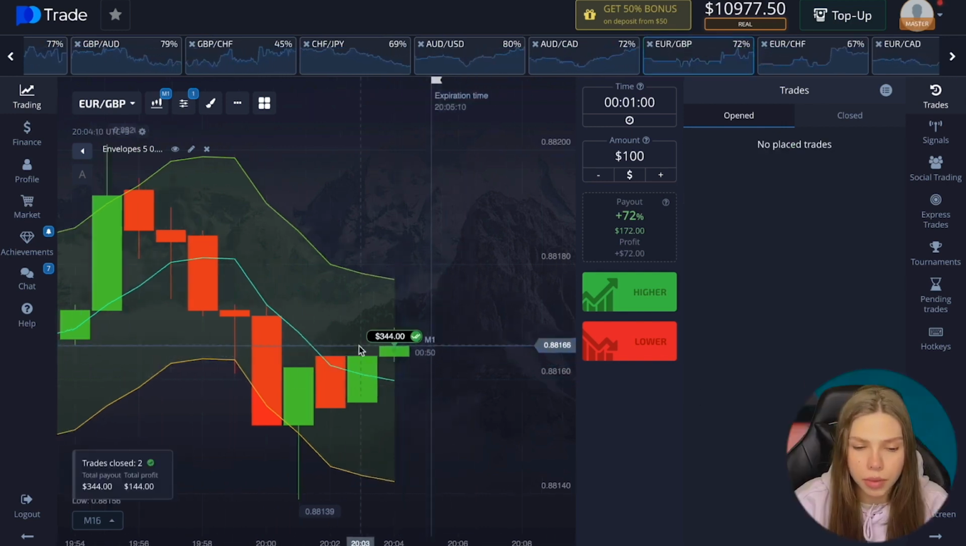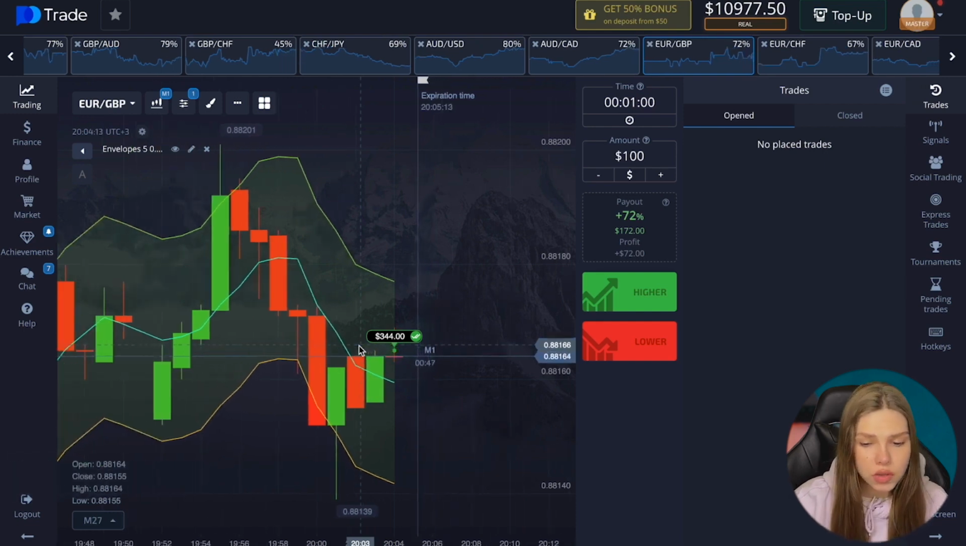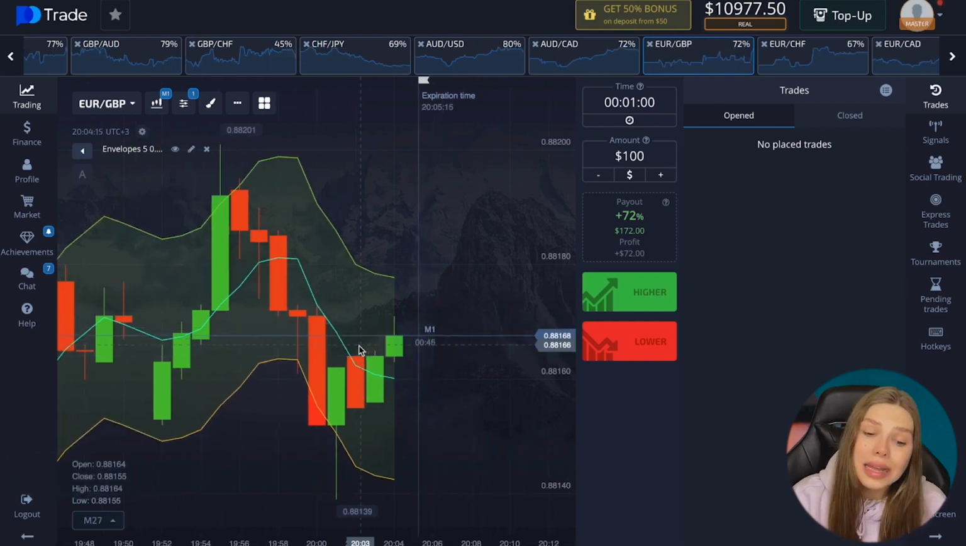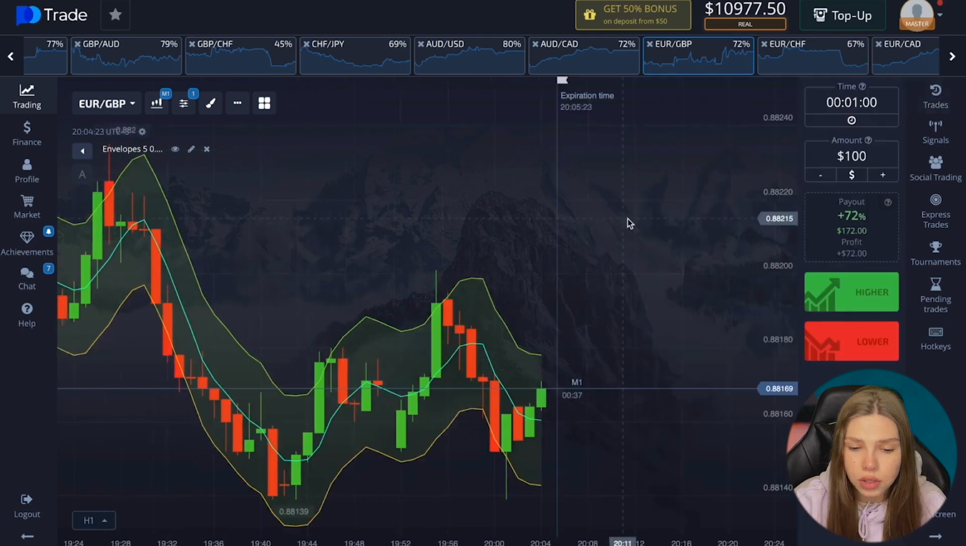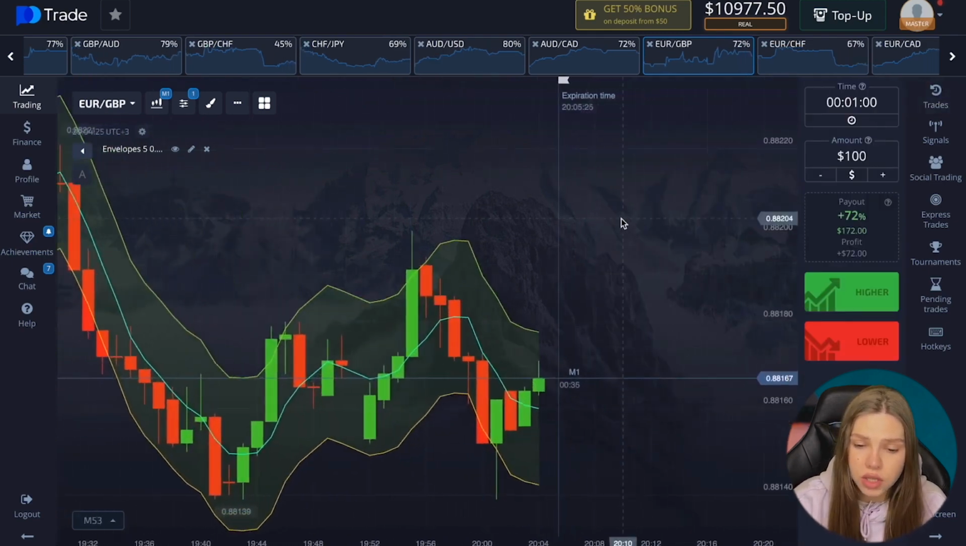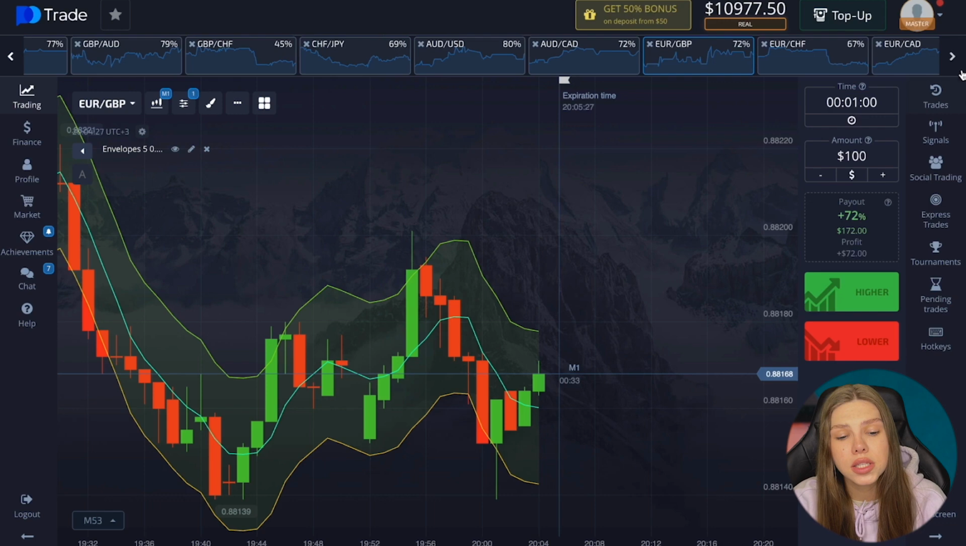Now we have double profit. In fact, we lost 100 and earned 144. We can say that this is a $44 transaction that brought us income, but this is a double risk.